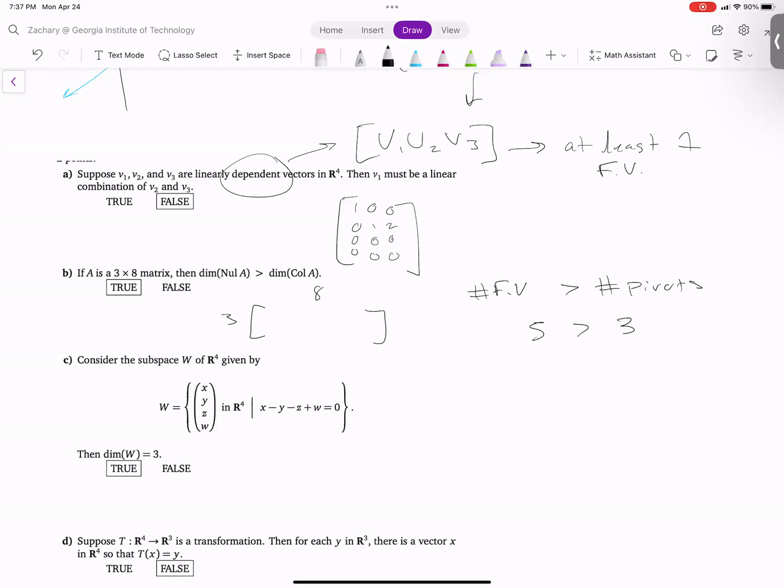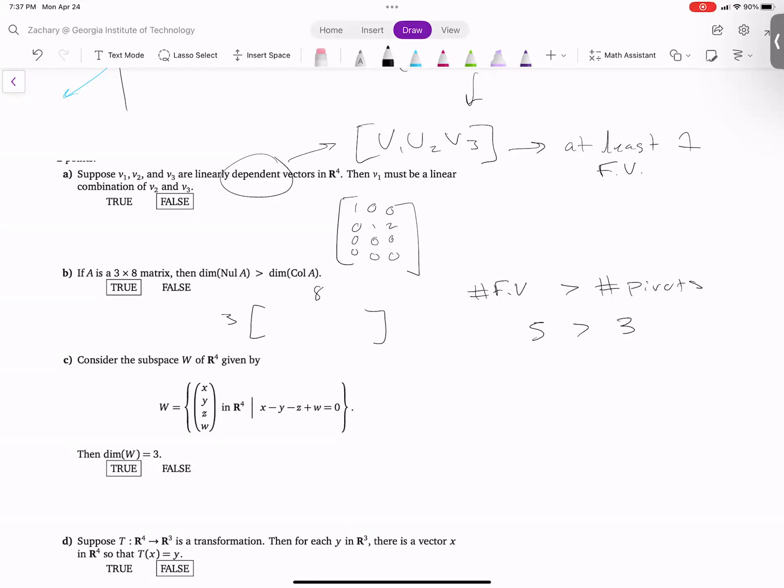All right. So consider the subspace W of R4 given by the following equation. Then the dimension of W is equal to 3. Well, if we see something equal to 0, what else can we call that in terms of spaces? Null space, right? Equation equals 0, null space, right?